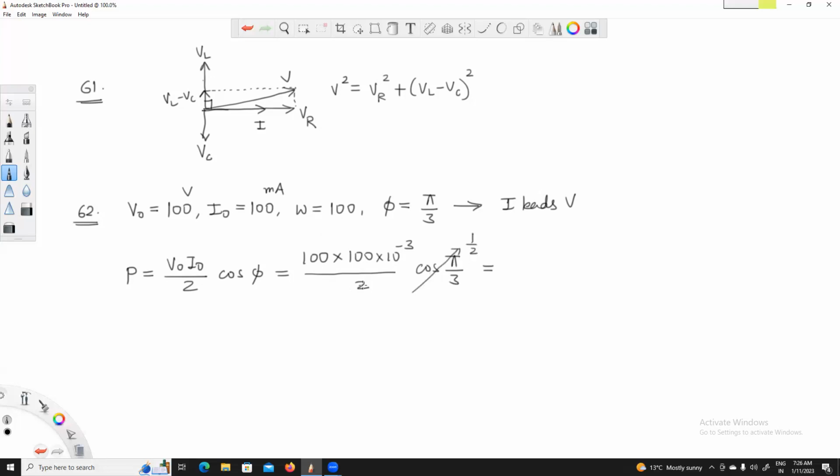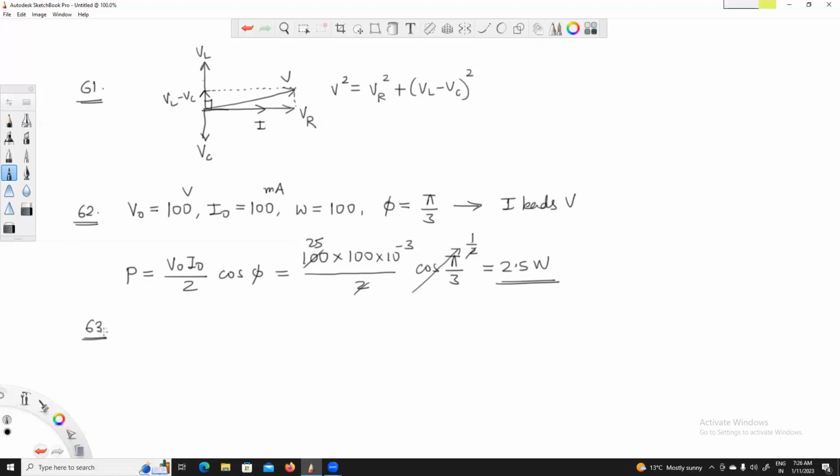Cos 60 is half. So this value is basically 1 half. Half 4. If you divide by this 4, so this 4 gets cancelled here. This 25, and this is 0.1. So you get 2.5 watt. You get the power of 2.5 watt. You have to just simply use the formula. Nothing else. Next. 63.